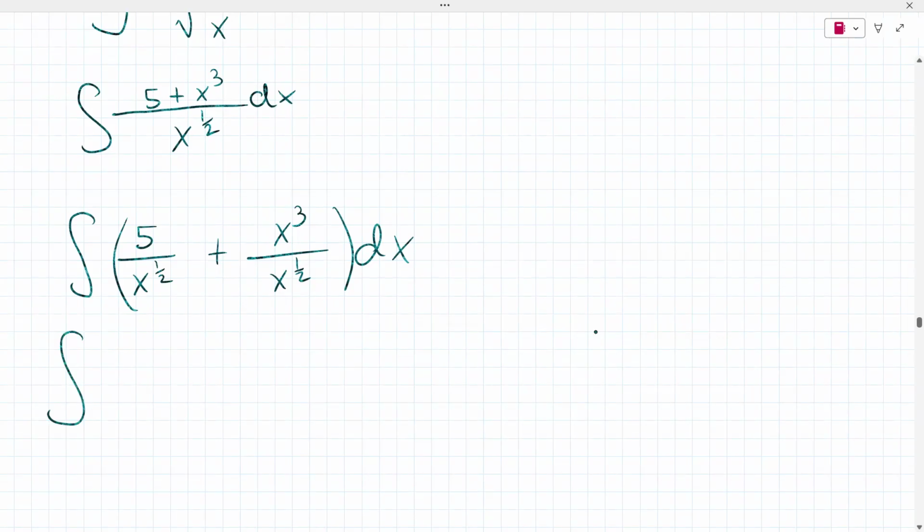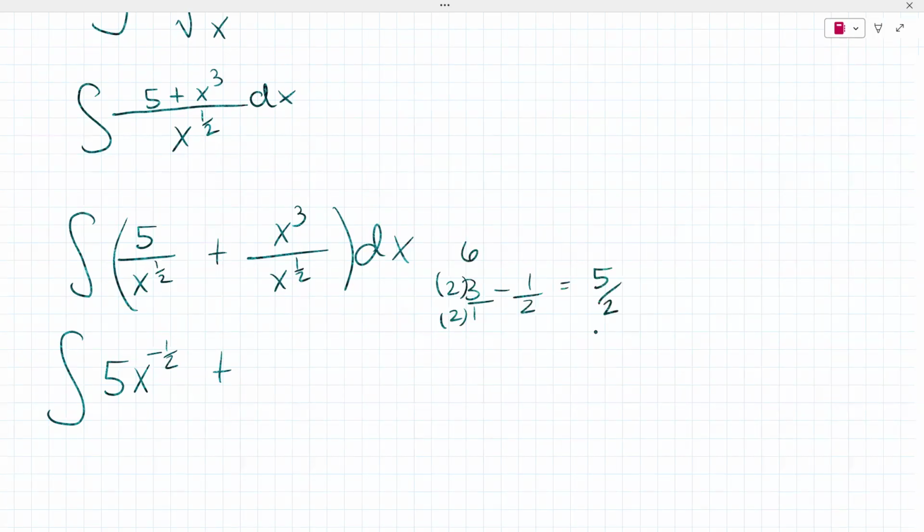So 5 over x to the 1/2, I want that as a negative power because I want it on the top. So this 1 over x to the 1/2 is the same thing as x to the -1/2. And then you have a 5 plus, what is x cubed divided by x to the 1/2? Well, remember when you're dividing with the same base, what do you do with the exponents? Yes, you subtract them, right? So it's really 3 minus 1/2. LCD is 2, so multiply this top and bottom by 2, so that's 6. So 6 minus 1 is 5/2. So this is going to be x to the 5/2. And then you have this dx.